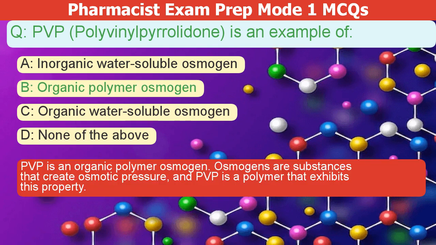The correct answer is B. PVP is an organic polymer osmogen. Osmogens are substances that create osmotic pressure, and PVP is a polymer that exhibits this property.